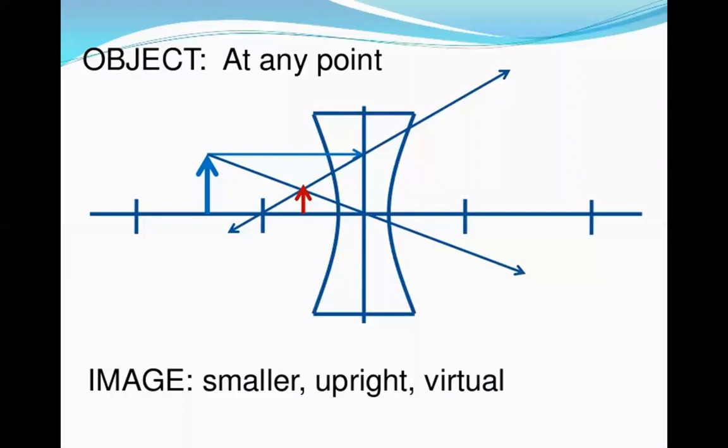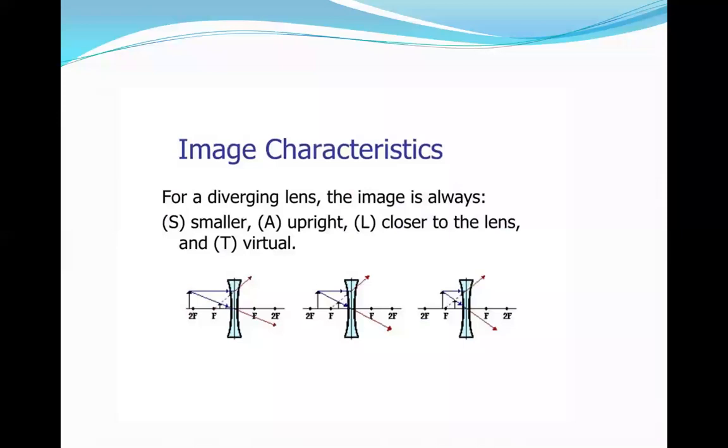In a concave lens, whenever the object is placed at any point, at F, 2F, beyond 2F, or between F and 2F, the image always forms on the same side, and it always has the same characteristics: the image is smaller, the image is upright, and the image is virtual. We can see here the image characteristics of a concave lens.